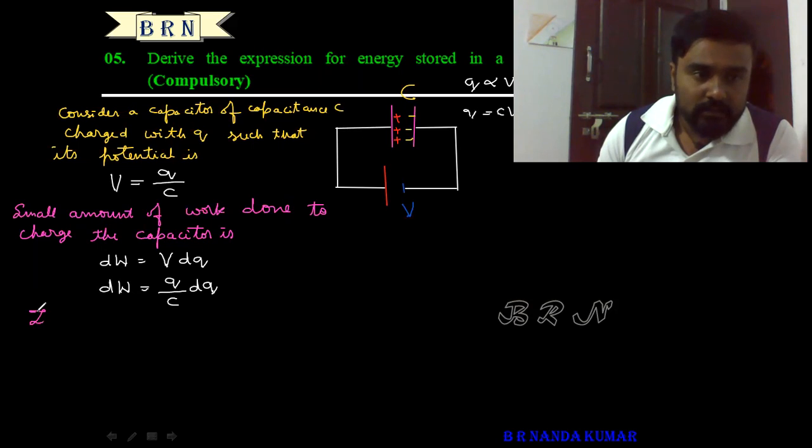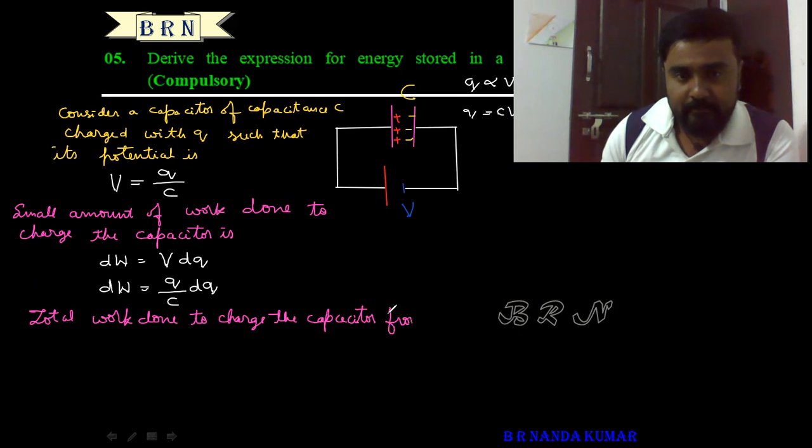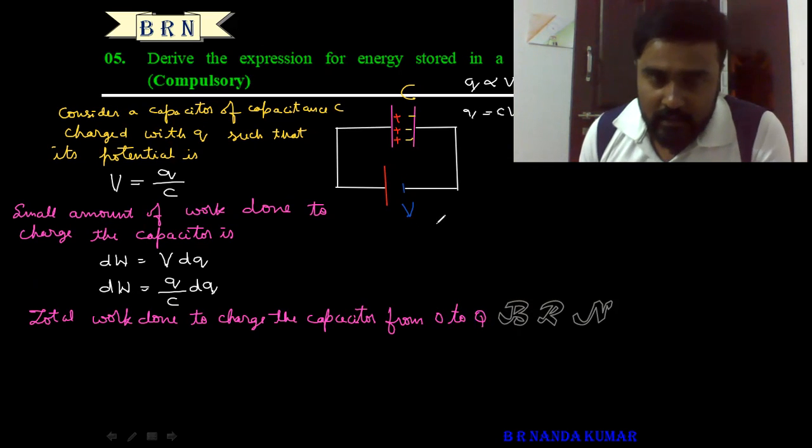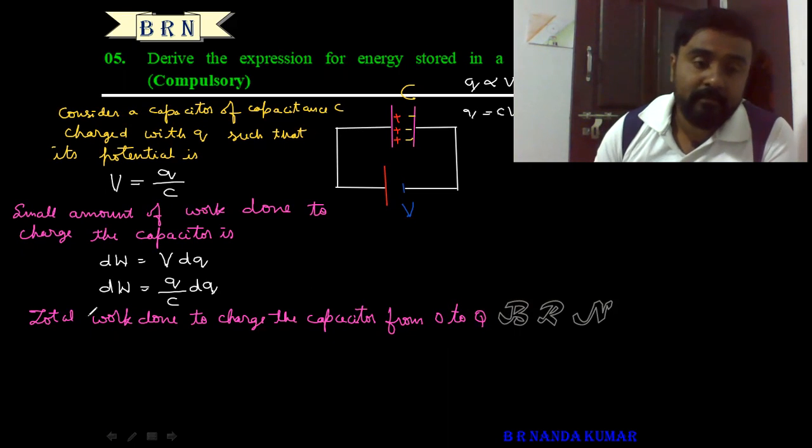Now what we have to find is the total work done to charge the capacitor from 0 to capital Q. Initially, what is the charge on the capacitor? 0, and finally the charge on the capacitor is maximum. This is the final charge and this is the initial charge. Initial charge is 0, final charge is maximum.